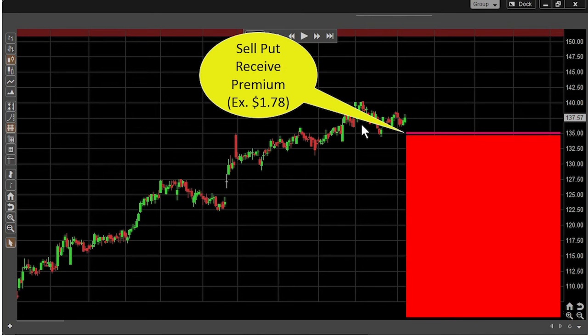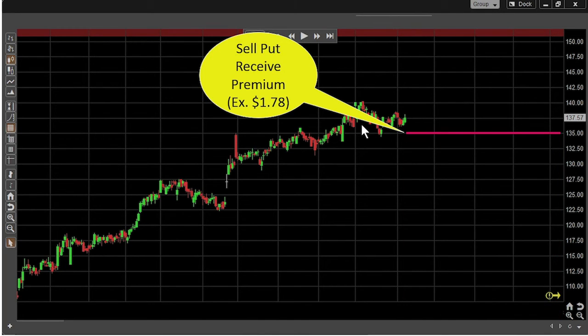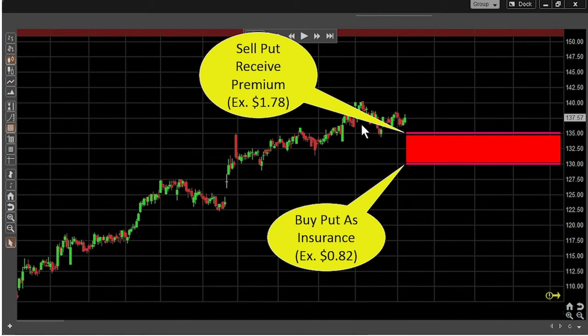That can't happen. What we need to do is use what we call a built-in protection plan. We are going to use the premium that we collected, that $1.78, and we're going to use a portion of that to buy a put as insurance. Now, what that does is lock in the risk. Let's say this stock has a tremendous move down to $100 overnight. You may be left holding the bag by buying the stock for $135, but now you have the right to sell it for $130. You've now decreased your risk down to $5 a share.